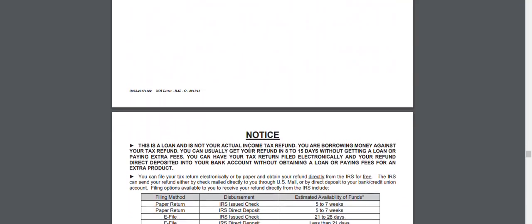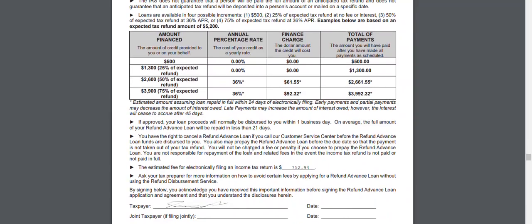So these are all the different things. It's also, at least you know, the 36% APR. If someone chooses the 50% or the 75%, meaning the two larger amounts, right now it seems like the 50% is not available. I'm not sure why, but it's 36% APR.